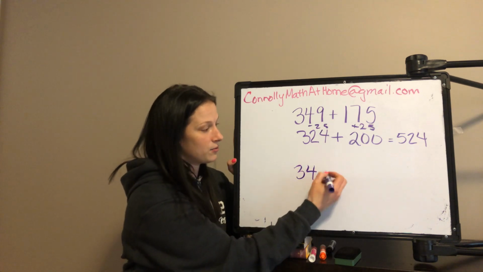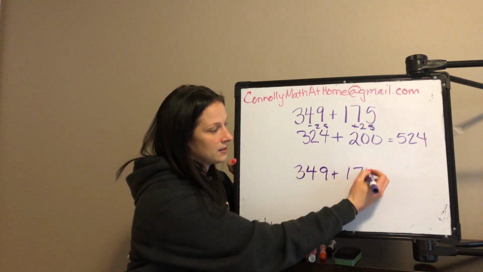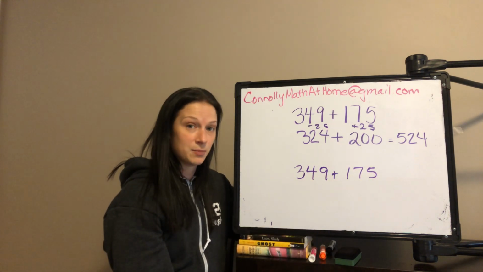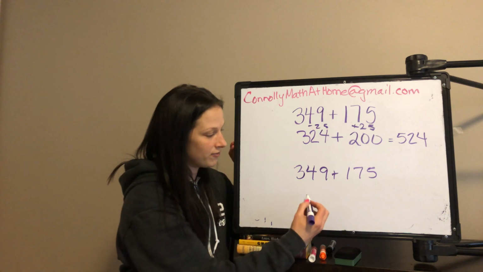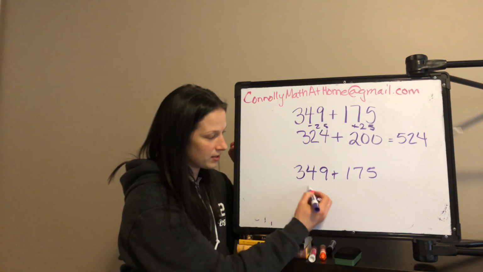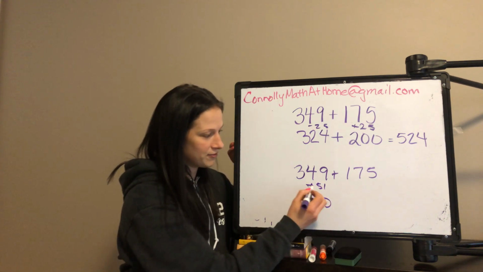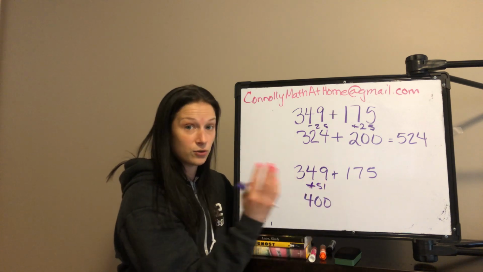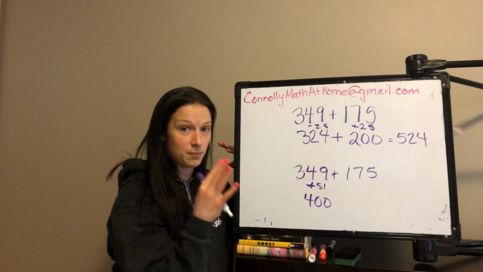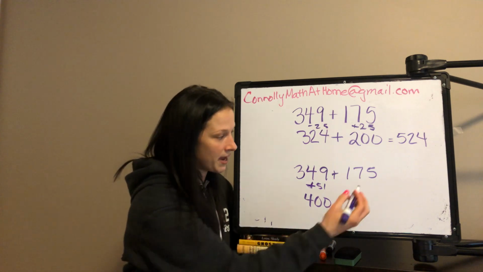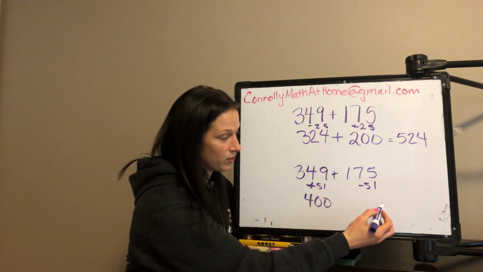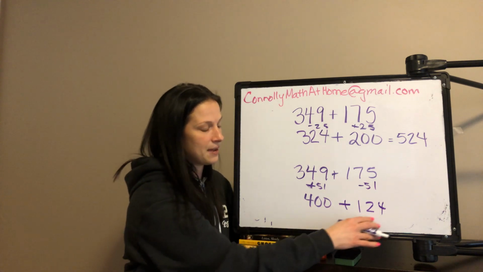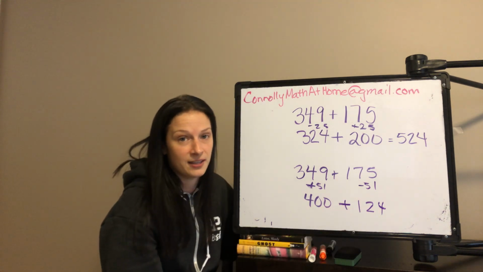So let's think about making this landmark number, which is a multiple of 10 or 100. So if I make this 400, because I want to work there, I'm adding 51 here. And students are practicing how to make groups of 100. They've been practicing how to make groups of 10 for their whole math career. So I'm going to take 51 away here. And I make 524 again.